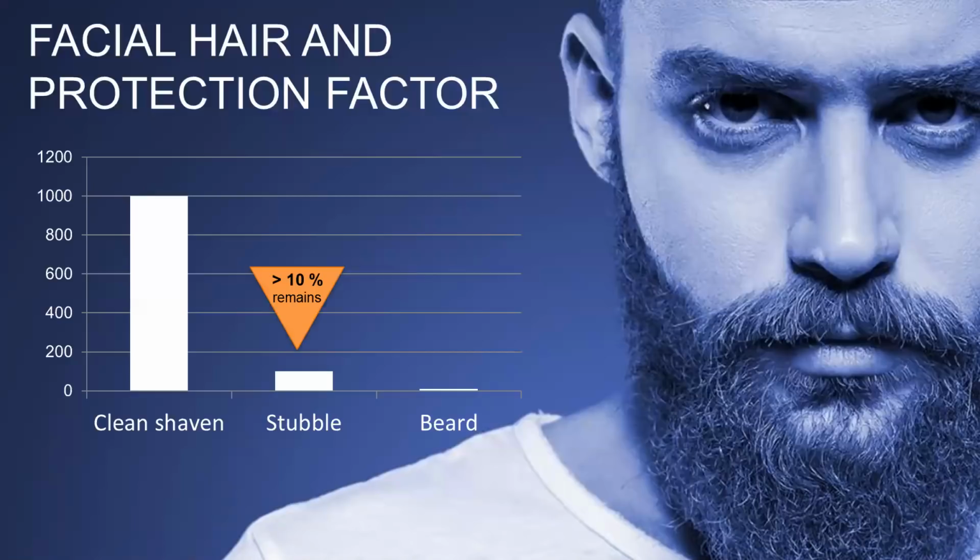So if that's a mask like a powered respirator with a tight-fitting face mask, very important, then that would be giving you potentially a protection factor of 40 if you're clean-shaven, but it's only down to 4 if you've got stubble. It's even worse if you've got a beard because that knocks out 99% of the protection.